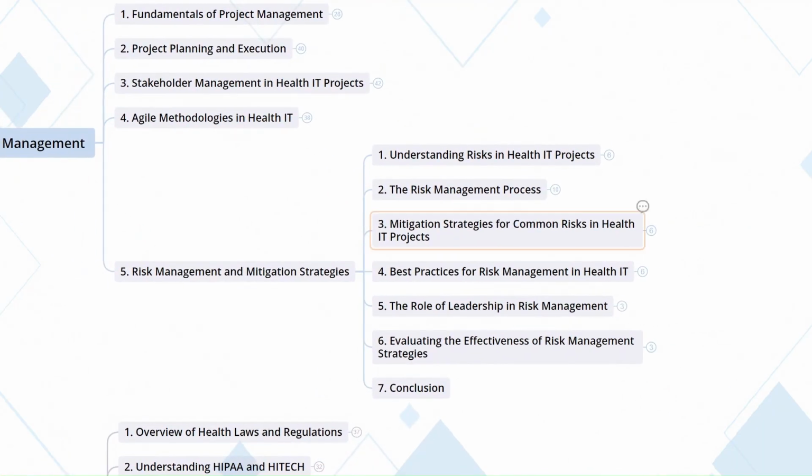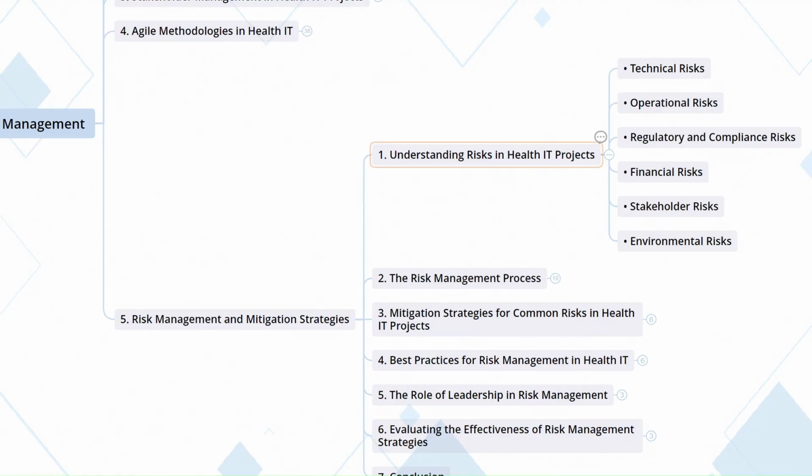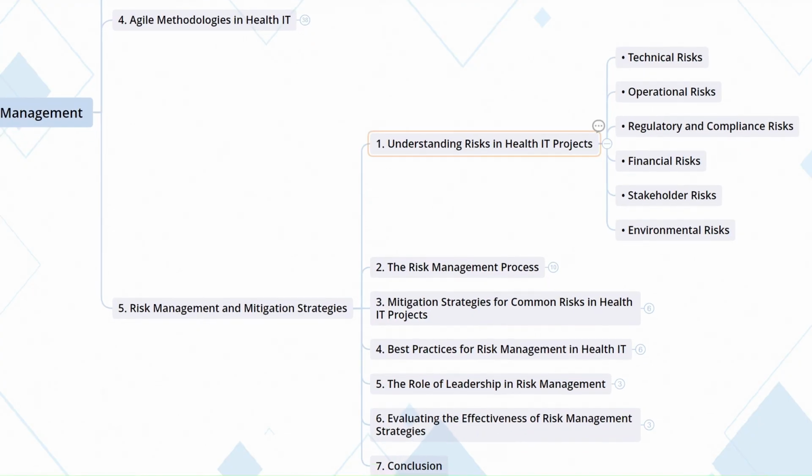Firstly, understanding risks in health IT projects. In the context of health IT, risks can arise from various sources and can significantly impact project timelines, budgets, and overall success. Common types of risks include technical risks, operational risks, regulatory and compliance risks, financial risks, stakeholder risks, and environmental risks.